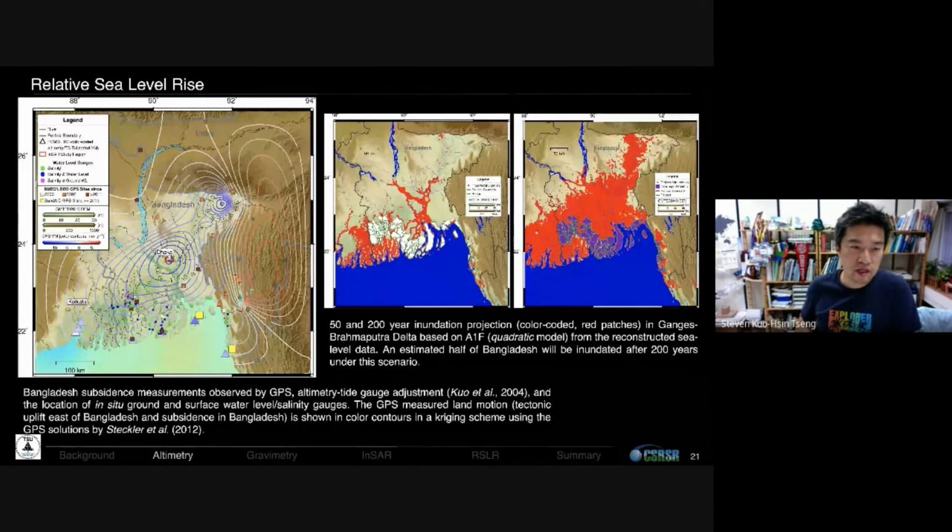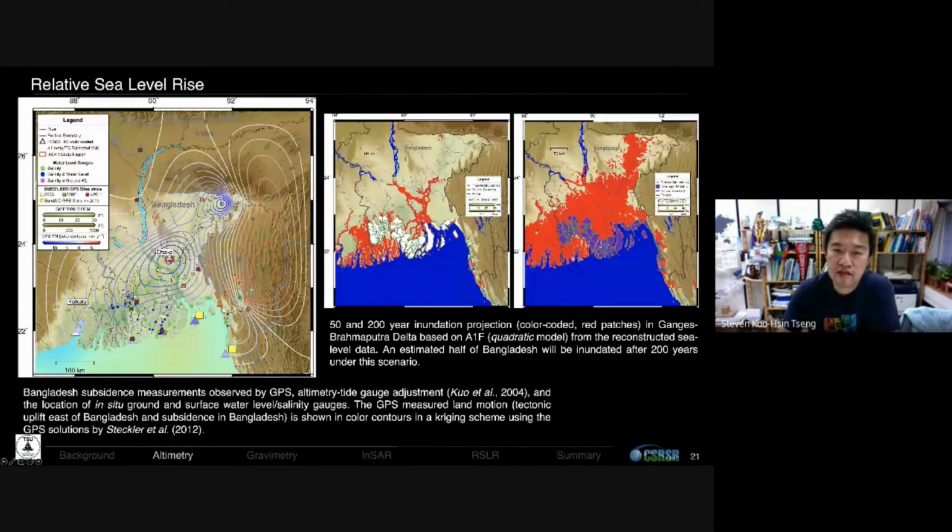For example, this is Bangladesh. Bangladesh also encounters such an issue. In the Gulf of Bangladesh, the sea level rise rate is calm, some 2 to 3 millimeters per year. But the land subsidence rate is very strong. For example, near Dhaka in the middle, the subsidence rate is more than 1.5 centimeters per year.